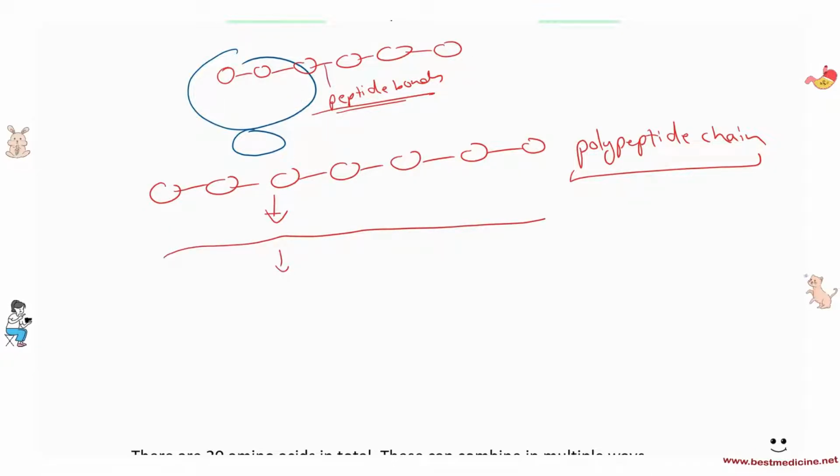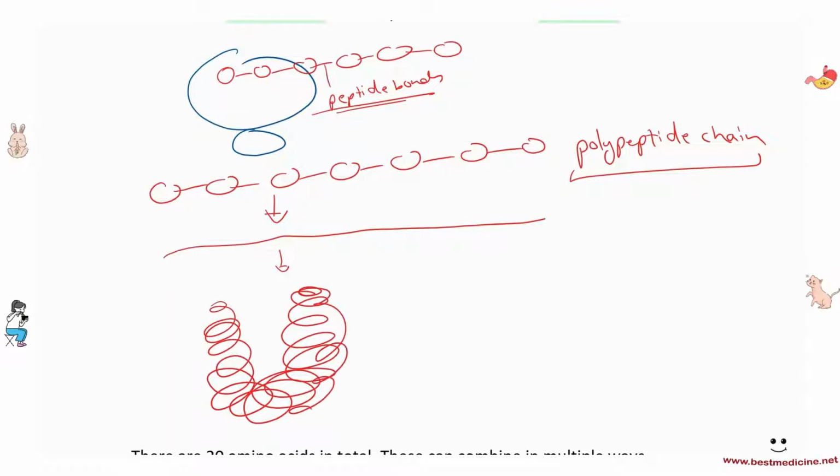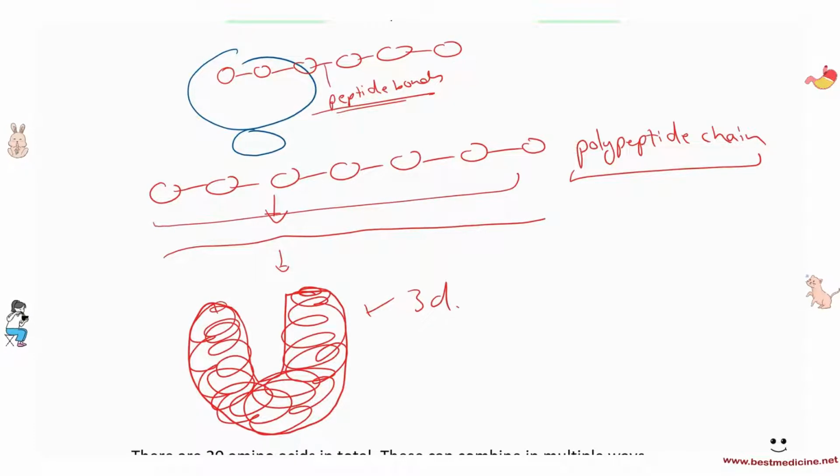Now this line, or this polypeptide chain, can fold onto itself, kind of like this, right? Forming a specific structure, a specific 3D structure, if it wants to, or if it's supposed to. Or it can just stay like that, right? So this is a 3D structure, and that is a simple structure. Proteins can exist as either of them.